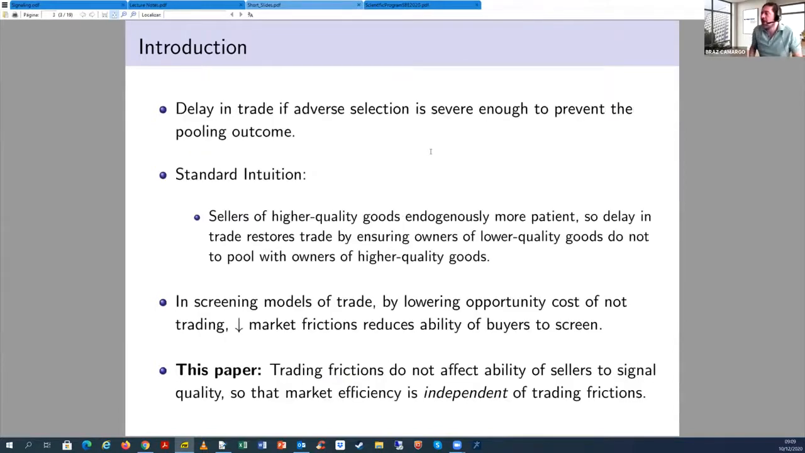Now, there are many papers written on dynamic trading in the presence of adverse selection, whether in centralized markets or decentralized markets. A common intuition is that if adverse selection is severe enough to prevent agents from pooling, meaning from trade taking place at a single price, then you're going to have a delay in trade. Trade is not going to happen instantaneously. This, of course, amounts to an efficiency loss.